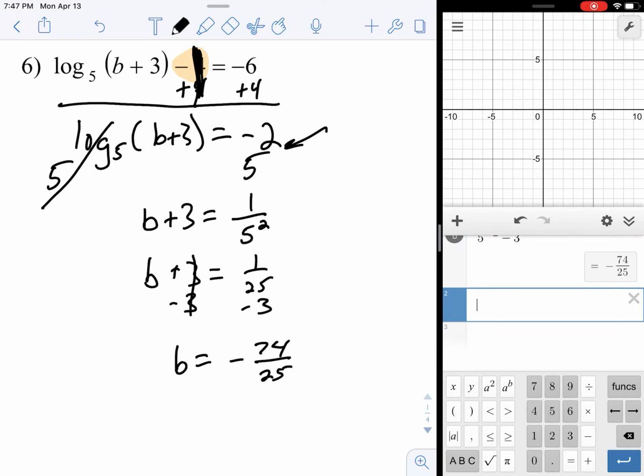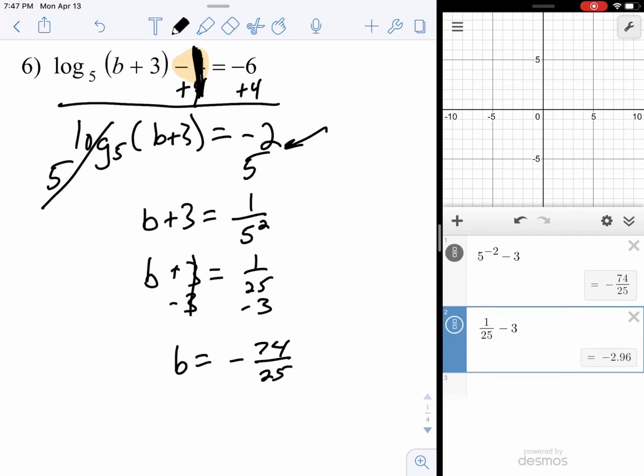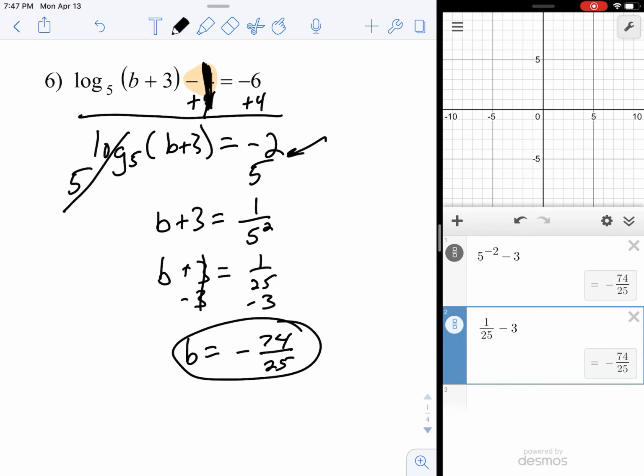If it wasn't already in the calculator, 1 divided by 25, oops. Just go back in time a little bit. So you had 1 divided by 25 minus 3, and then hit the fraction button. And there it is, negative 74 over 25. And that's what we saw when we sort of previewed the answer.